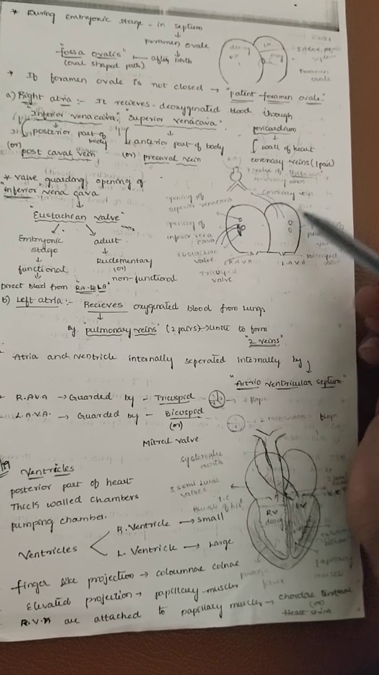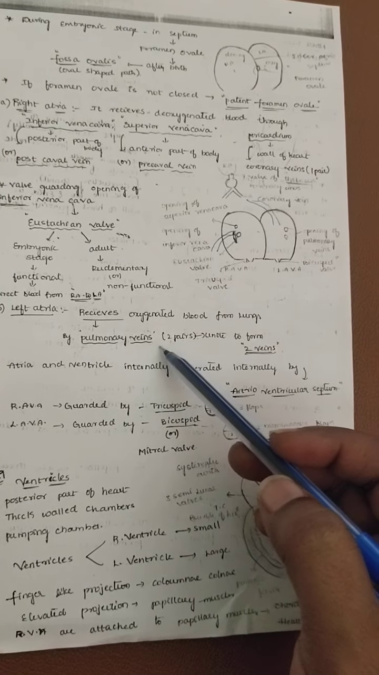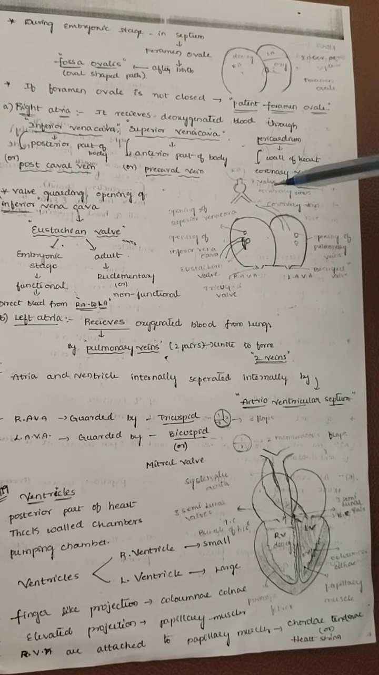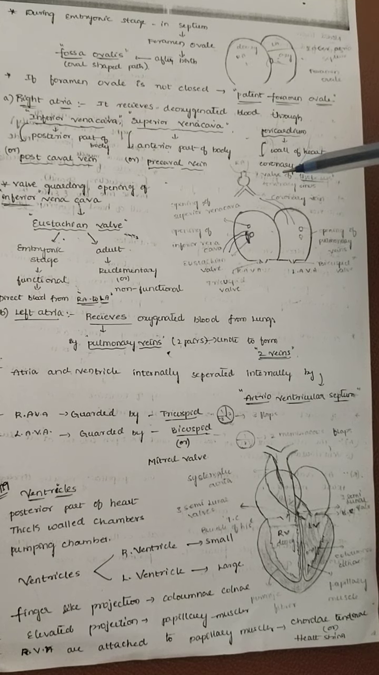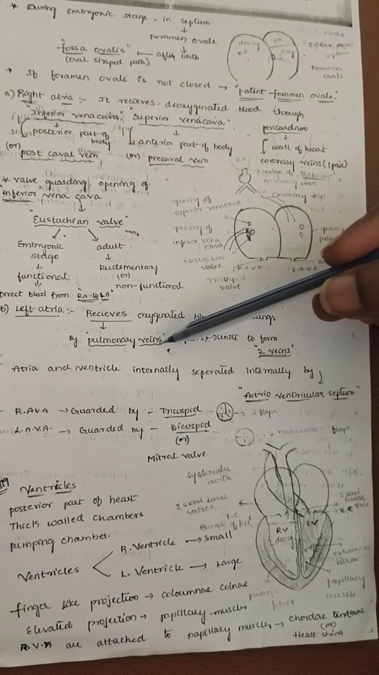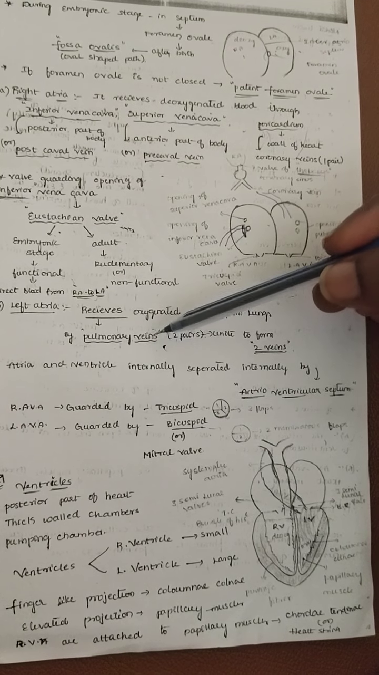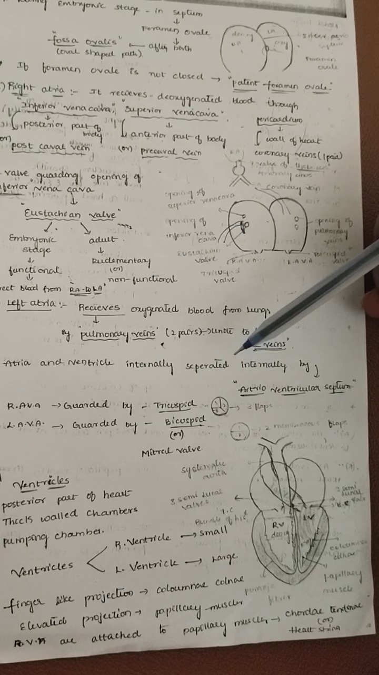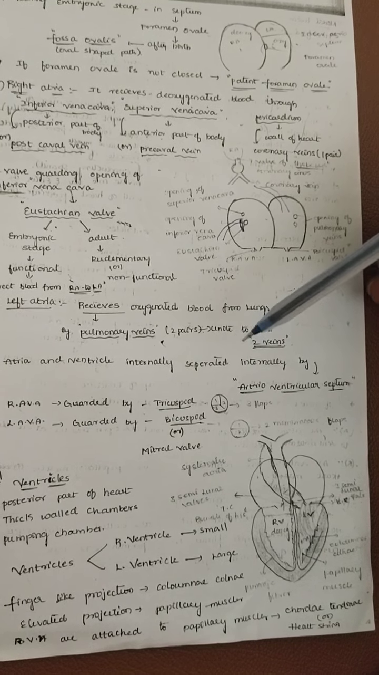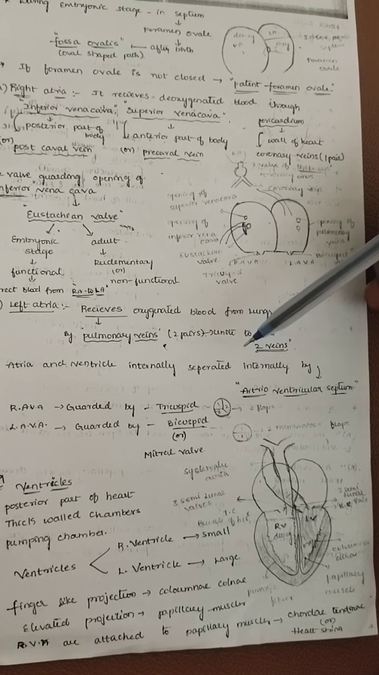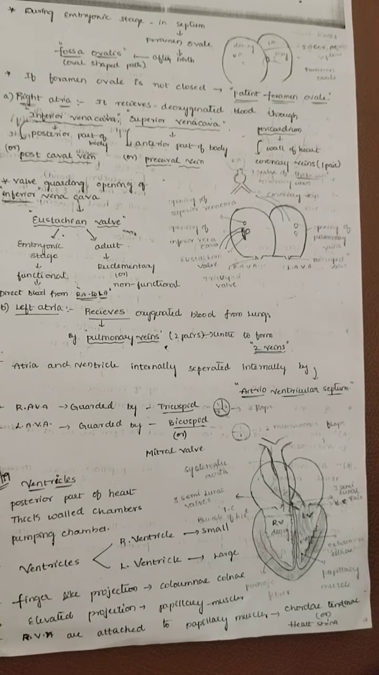How many pairs of pulmonary veins are there? Two pairs of pulmonary veins are present. Always, veins carry deoxygenated blood except the pulmonary vein. Only the pulmonary vein can carry oxygenated blood. Arteries carry only oxygenated blood except the pulmonary artery, which carries deoxygenated blood.